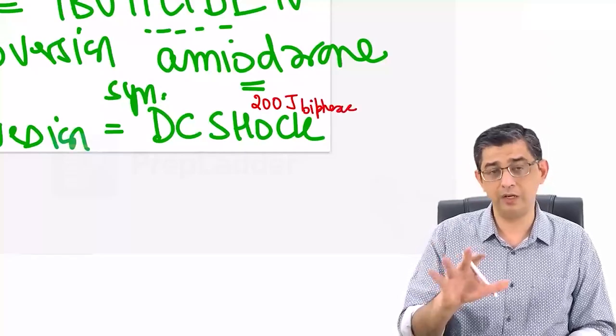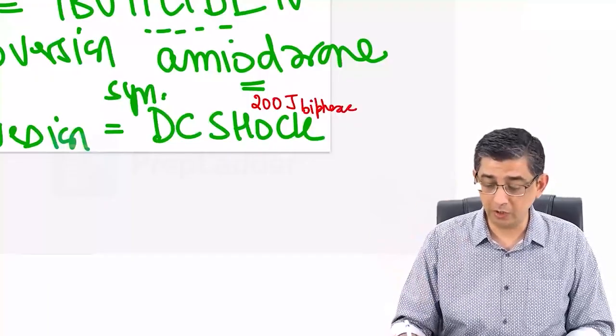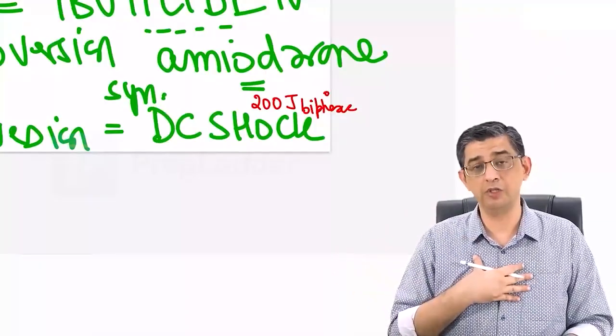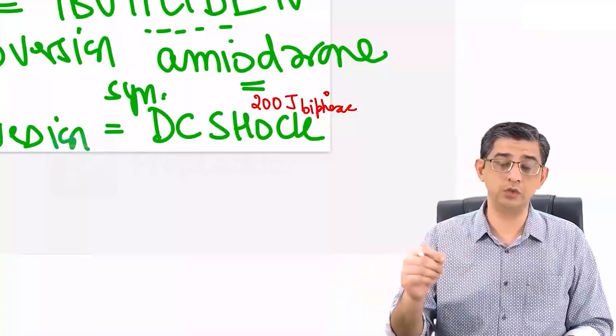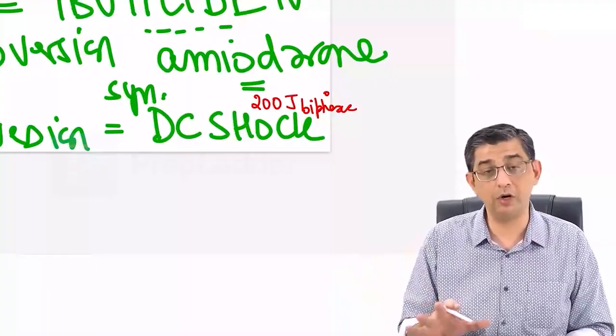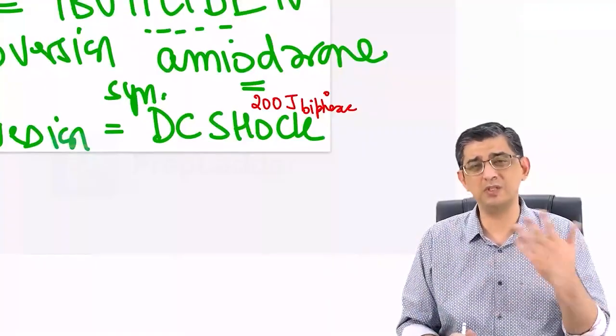Whatever value I tell you, after that I may or may not write the word biphasic every time, but it is implied, it is always biphasic. When I was a student your age, we used to read about 360 joules monophasic or uniphasic, but at the moment you will notice all the models are not uni, they're biphasic. There are various reasons for that.